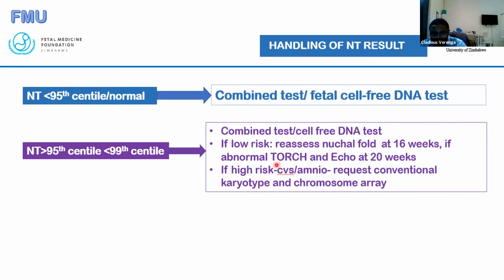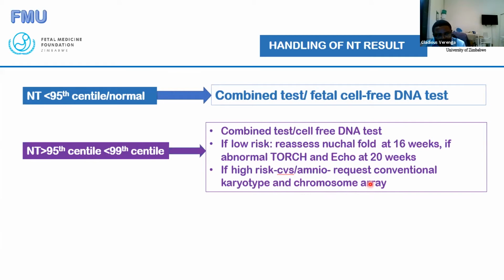If it is still persistent, this woman will need to be offered a TORCH screen and a fetal echo at 20 weeks because the incidence of cardiac defects is increased in women with abnormal nuchal translucency. If the woman is high risk after the combined test or the fetal cell-free DNA test, then the woman will need to be offered amniocentesis. That is both the conventional karyotype and the chromosome array. That is comparative genomic hybridization array, where we look at the chromosomes at a higher resolution.